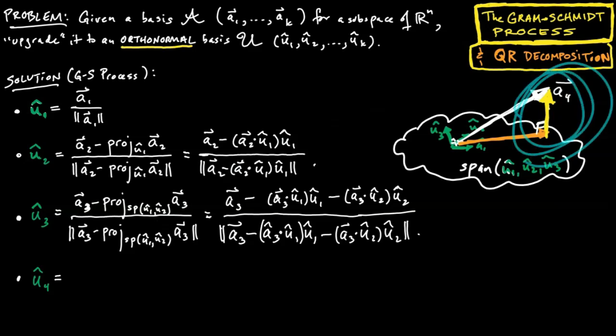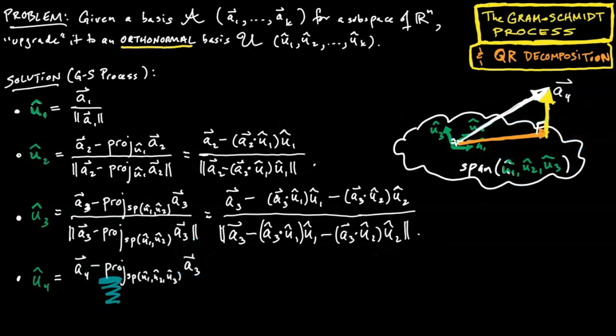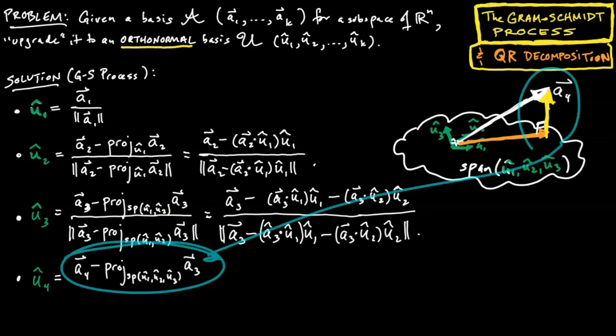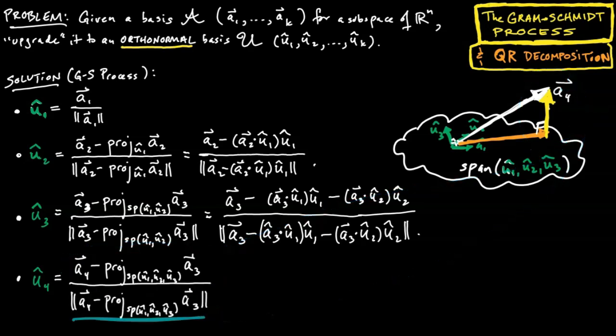That golden vector sticking in the right direction, that goes from tip to tip of two vectors, is the difference of those vectors. In particular, it's going to be A4 minus this projection vector, which is A4's orthogonal projection onto the span of U1, U2, and U3. That expression right there is my vector pointing in the right direction, i.e. perpendicular to U1, U2, and U3 in a space of 4 or more dimensions, and now I just need to get it the right length, so I normalize it.